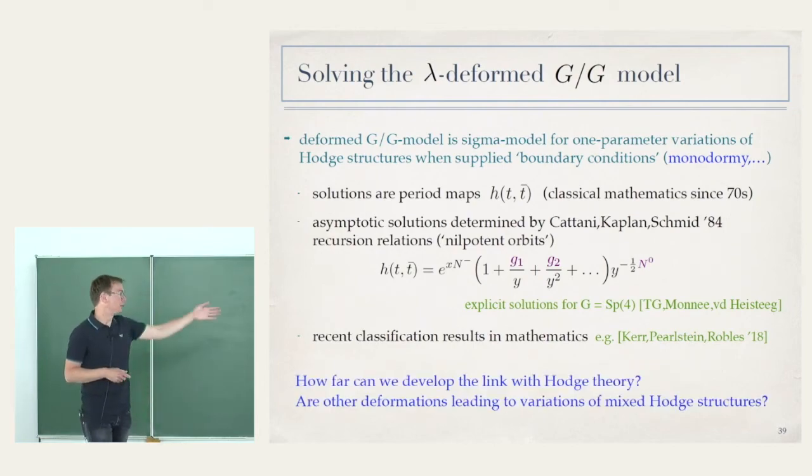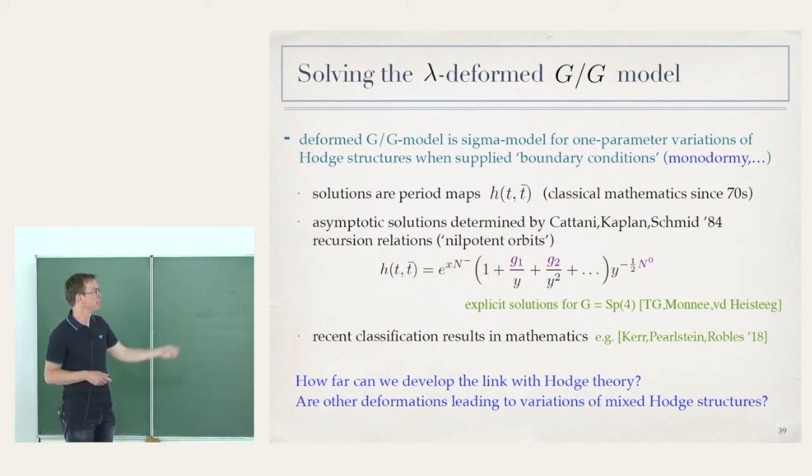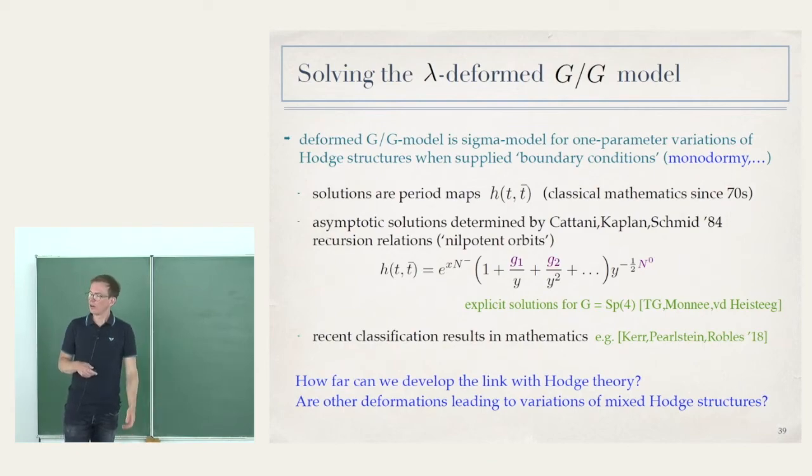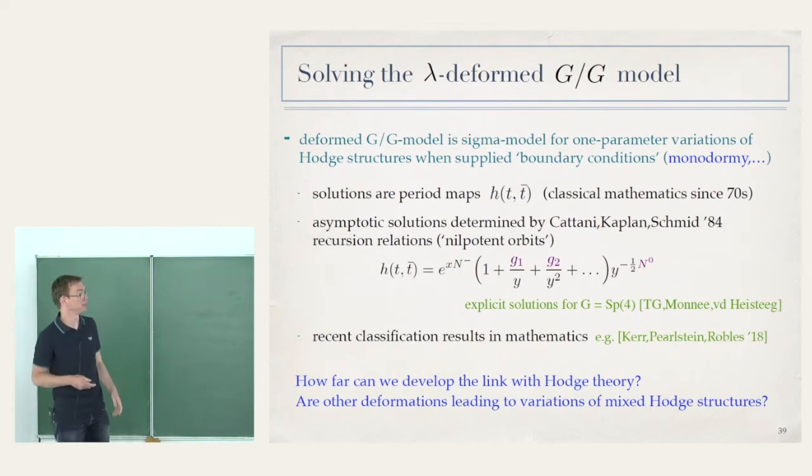Okay. Now, how far can we develop this? And now it comes to the question which I just asked two times, namely, are the other deformations also part of this? Well, my feeling is that we are just at the tip of the iceberg. In fact, we are just talking about Hodge structure, but there is a huge field of mixed Hodge structures which has more degrees of freedom. And I suspect that many more of these integrable models, or solutions to these integrable models, are actually what is called mixed period maps. And then you can use the method.